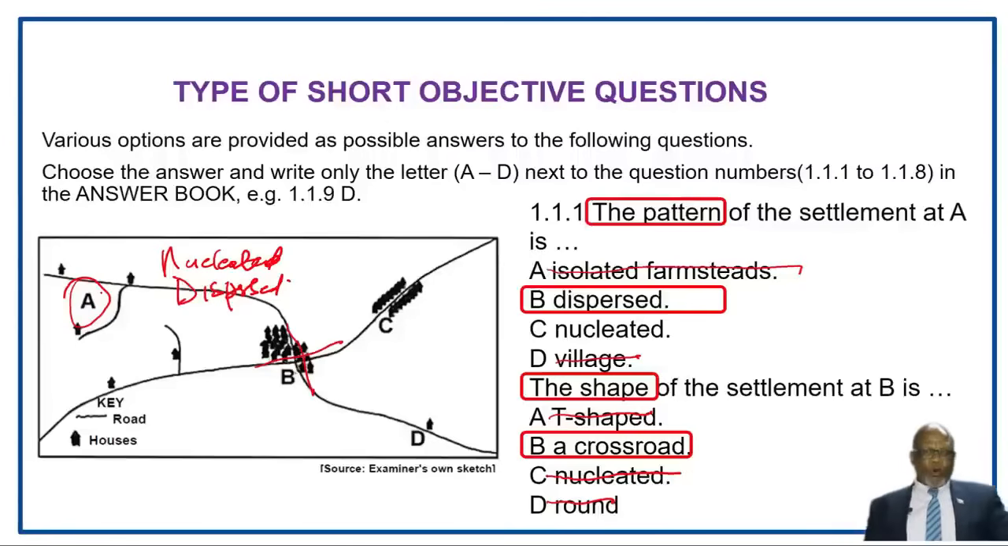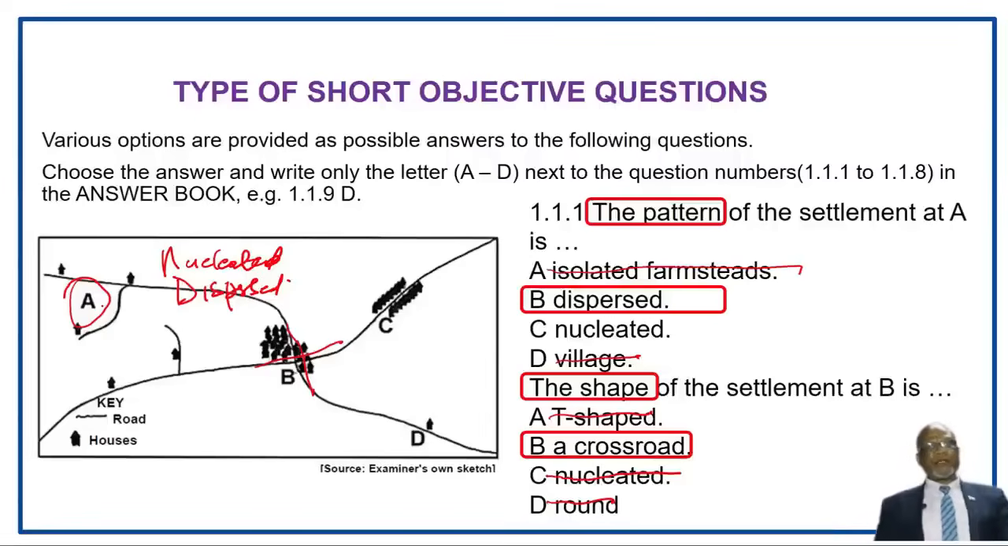Now, what will be the advantage? Let's look at this pattern here. Sometimes the examiner is very generous when he asks the question. He can ask you what are the advantages of staying at settlement A, or what are the advantages of staying at settlement B. If the question is like that, about advantages or disadvantages, then the question is very easy for you.